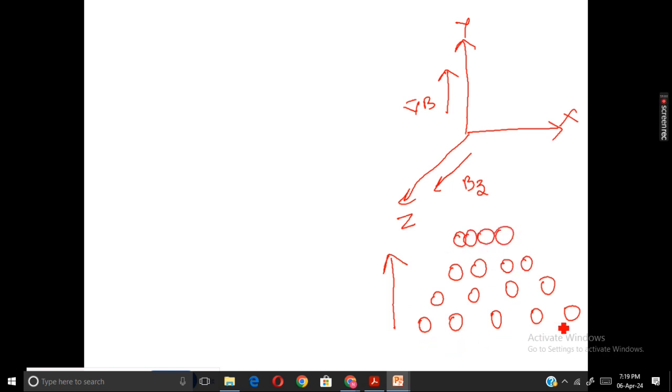So here the strength of the magnetic field is less, and as we are going up in the y direction, it is becoming stronger. When it becomes closer, it is stronger, and when it is far apart, it is weaker. So as we move along the y direction, the magnetic field is becoming stronger. So this is a basic thing.